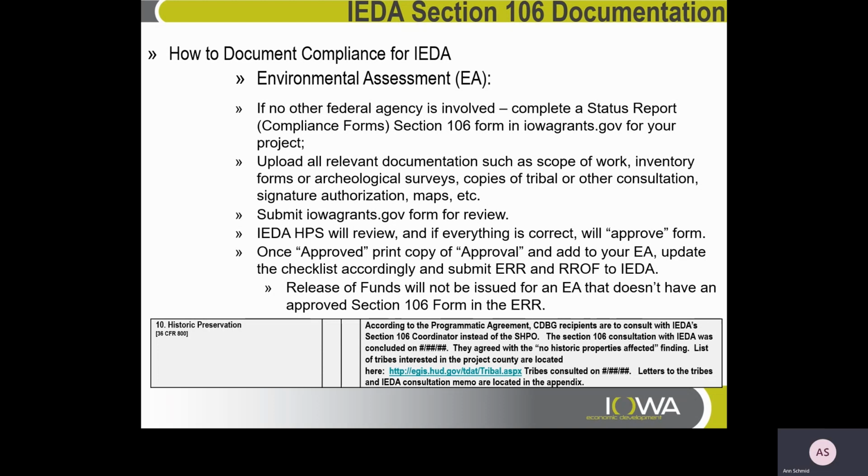and any other maps or information that would be helpful for my review. You would submit that form through Iowa Grants. The IEDA Historic Preservation Specialist will review it, and if everything is correct, will approve the form. Once approved, go ahead and print or screenshot that approval and add it to your environmental assessment. Update your checklist accordingly, indicating that the IEDA HPS has reviewed and approved the process. Complete your environmental review record and submit your EA.